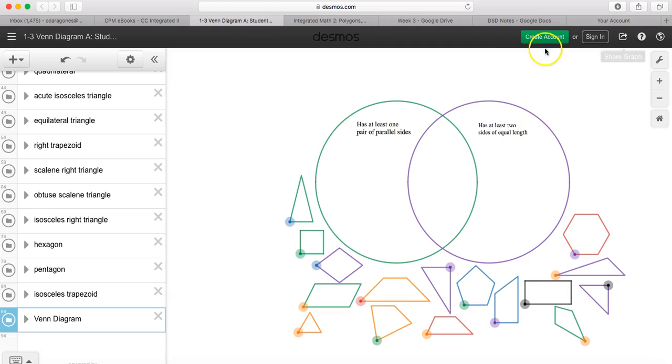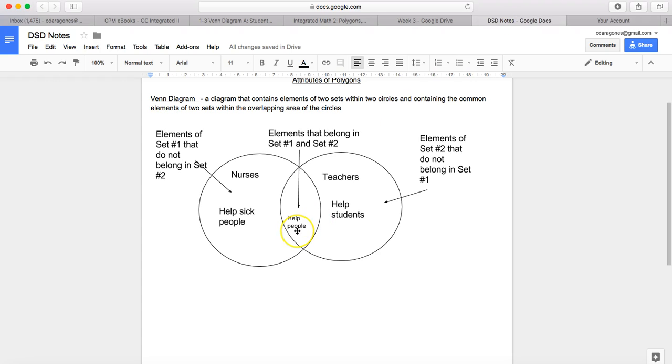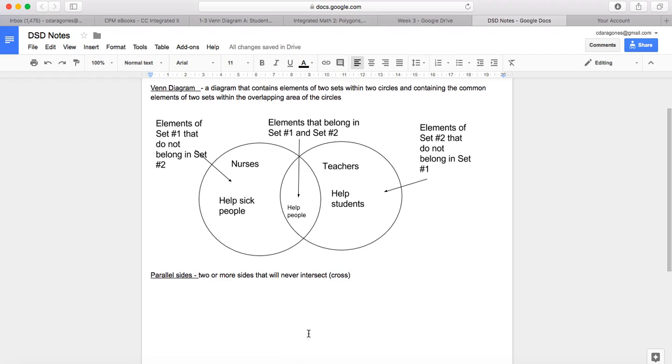So what does that mean? Parallel sides, okay, so go ahead and write this down. Parallel means parallel sides, 2 sides, or maybe just not 2 sides, 2 or more sides that will never intersect. Intersect means cross. So pause the video and write down the definition of parallel sides.